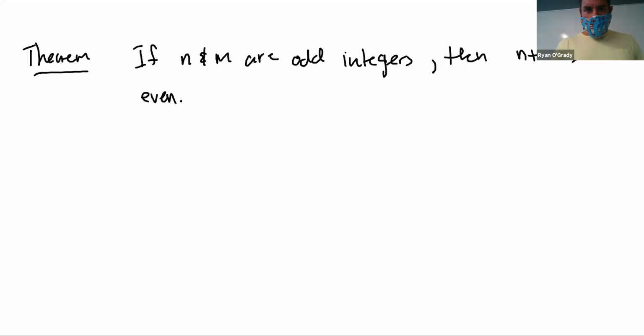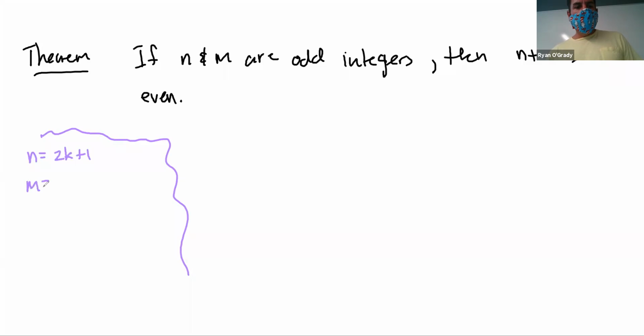Once again, it's useful to have a little bit of a sketch. So maybe I'll come over here and just write it down. n and m being odd means n is, say, 2k plus 1, and m would be, say, 2j plus 1. So n plus m would be 2k plus 1 plus 2j plus 1. And then we could write that as 2 times k plus j plus 2.